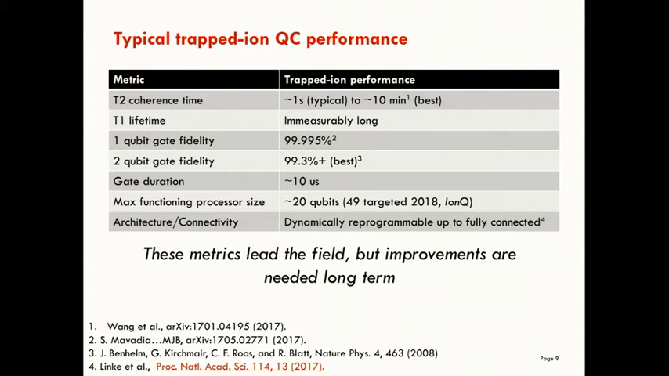So infidelities about 5 by 10 to the minus 5, measured by a couple of different techniques. 2-qubit gate fidelities in the 99.3 to 99.9% range, achieved by groups like Innsbruck. Gate durations of order 10 microseconds. Processors that are up to typically about 20 ions.